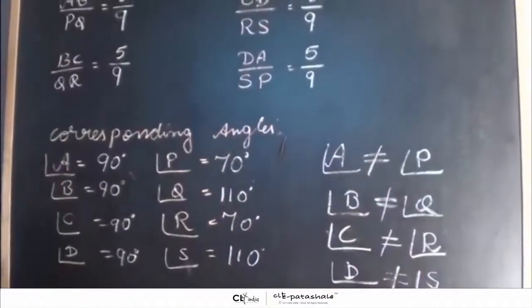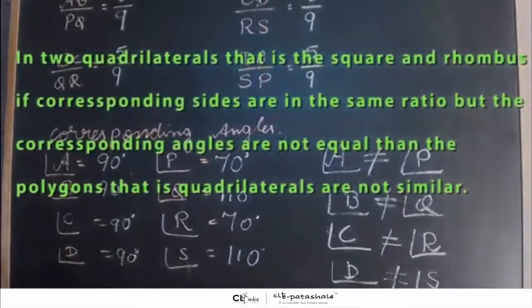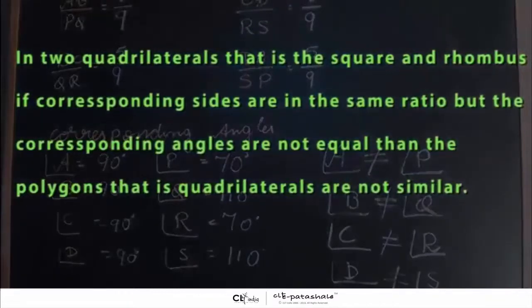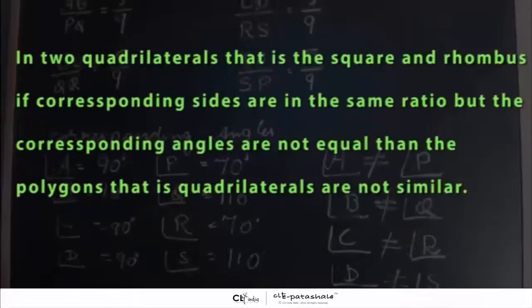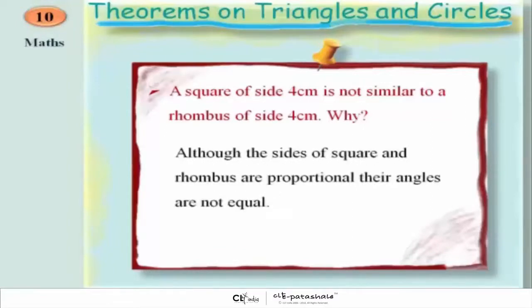So what can we conclude from this activity? In two quadrilaterals, that is a square and a rhombus, if corresponding sides are in the same ratio, but their corresponding angles are not equal, then the polygons, that is quadrilaterals, are not similar. A square of side 4 cm is not similar to a rhombus of side 4 cm. Why? Although the sides of a square and rhombus are proportional, their angles are not equal.